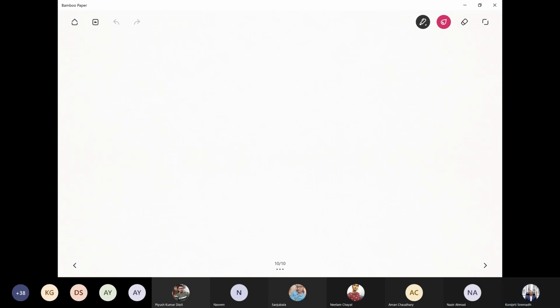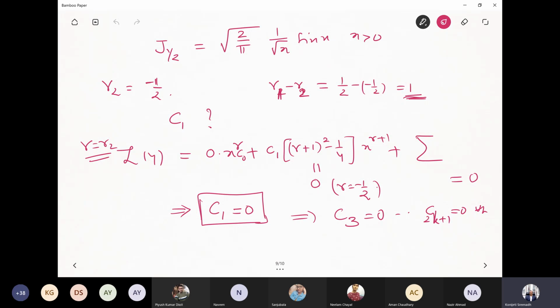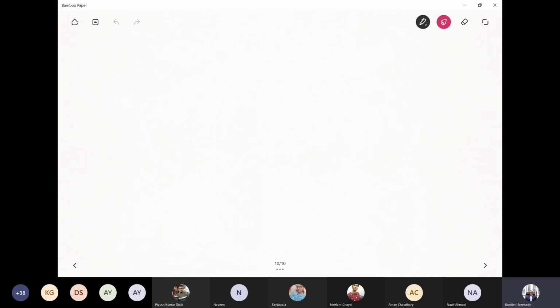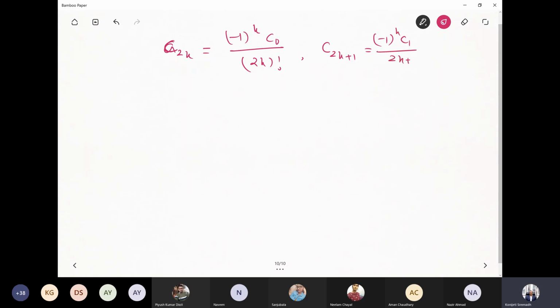So that means that I can take C3 to be 0, or I can take C1 to be 0, or basically it is going to be arbitrary. But in particular you can take them to be 0. But when you take it to be 0, you already got the first solution. So you can take them to be arbitrary coefficients and then write C2k as (minus 1) power k into C0 by (2k) factorial, and C2k plus 1 again depends on C1 by (2k plus 1) factorial.